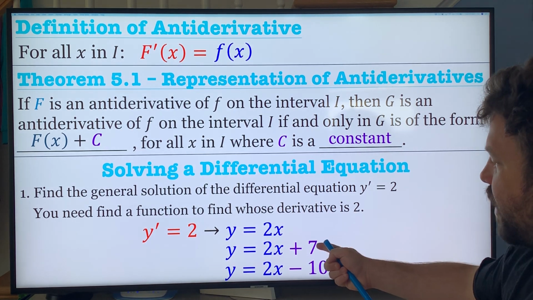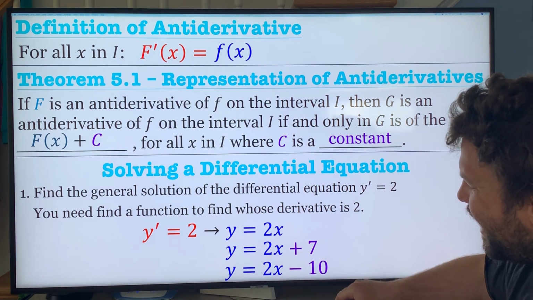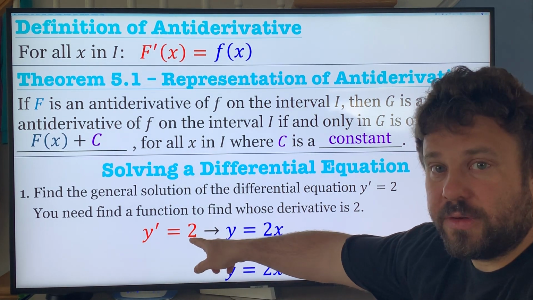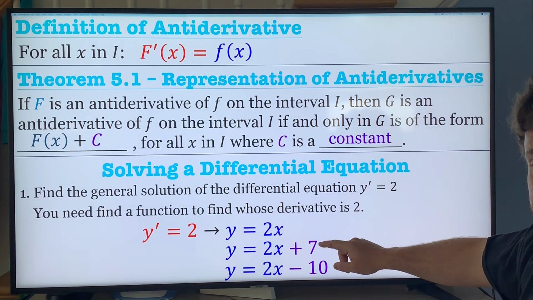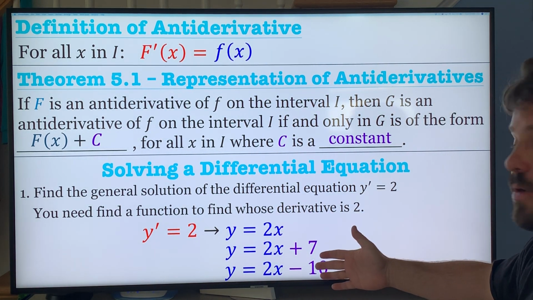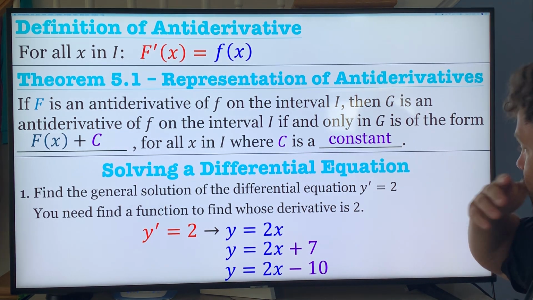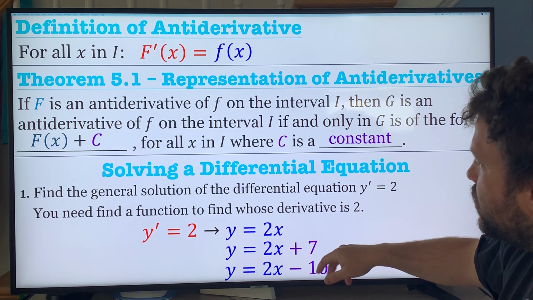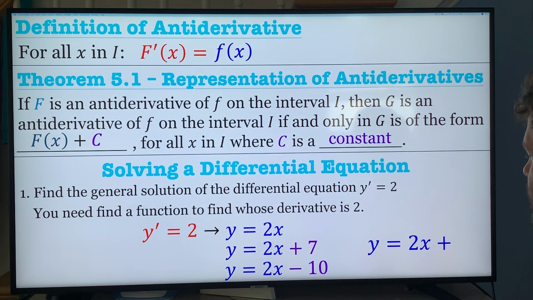Now, it doesn't matter actually what number you put here, because 2x plus or minus any number gives you the derivative of 2, right? So instead of putting every single number, which is an infinite number of numbers, you can put a billion, a trillion, a gazillion, negative 500 over 3, pi, you can put anything you want. You just put a constant, which is c. So that's where you get y equals 2x plus c.